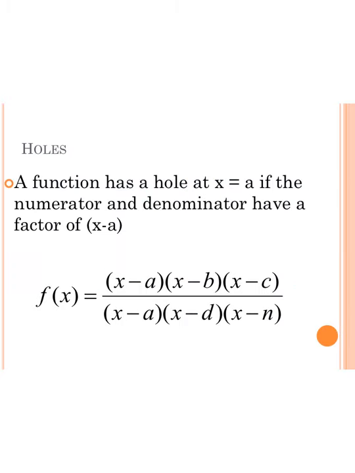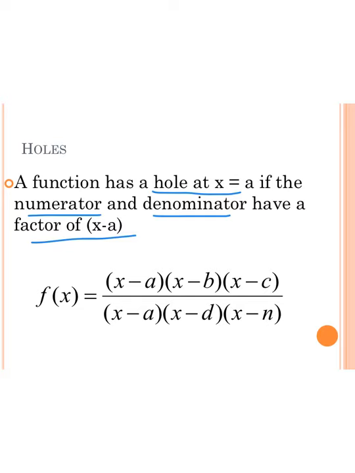In addition to vertical and horizontal asymptotes, occasionally we might have a hole. A function could have a hole at x equal to a if both the numerator and the denominator have a factor of x minus a. This is commonly referred to as a removable discontinuity.